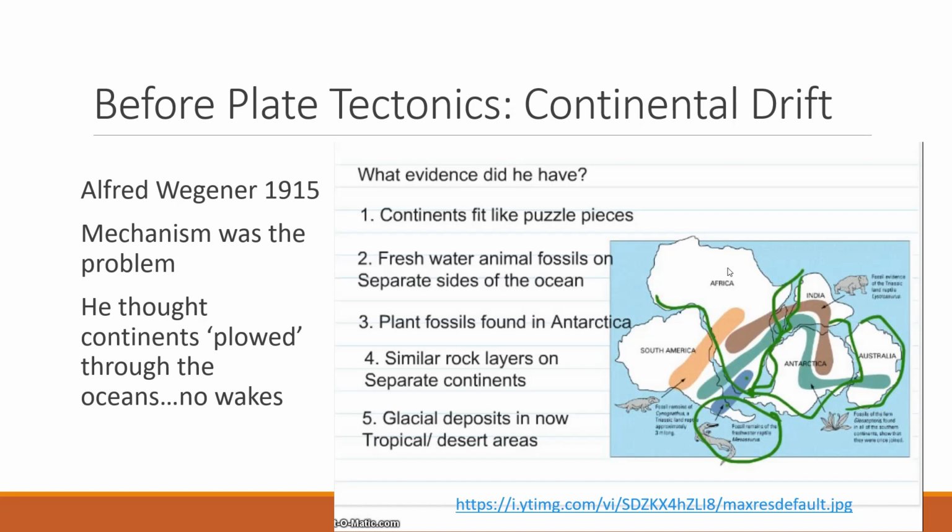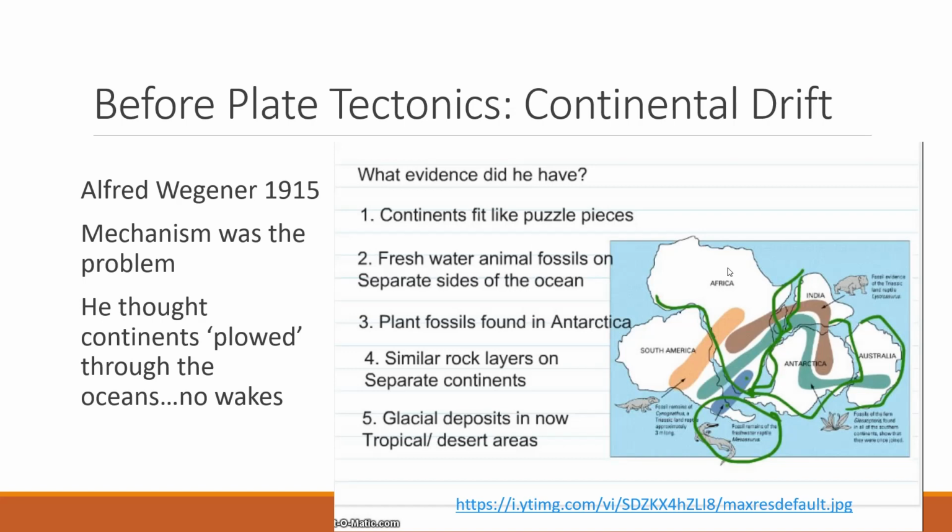So he had these 5 lines of evidence. He saw that the continents fit like puzzle pieces, that he found the same fossils on different continents. He found plant fossils in glaciated areas that indicated tropical environments. He saw the same rocks on different continents. And then finally, he saw glacial deposits in tropical and desert areas. So these 5 things, the only thing he could think that would make sense to explain all 5 of these lines of evidence is that the continents moved and were not always in their current locations, and they used to all be together in what he called Pangea, one major landmass.